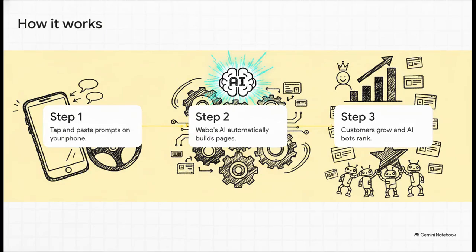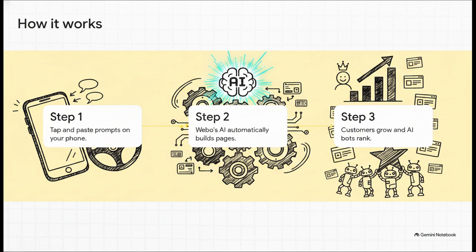So here is what that looks like in everyday life. Step 1, you, the business owner, just tap and paste the provided prompts right from your smartphone. That's it, you're driving. Step 2, Webo's built-in AI takes the wheel for all the heavy lifting. It automatically spins up the microsite pages, embeds the schema, writes out the meta tags, and configures those tracking links.